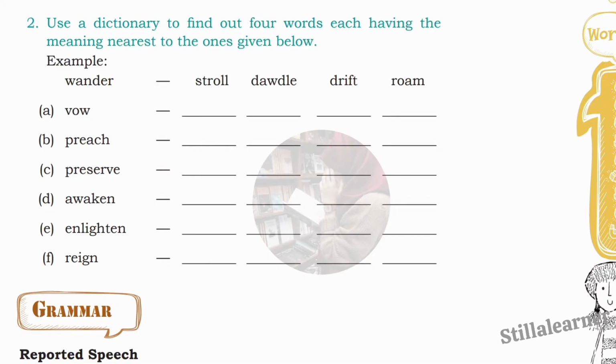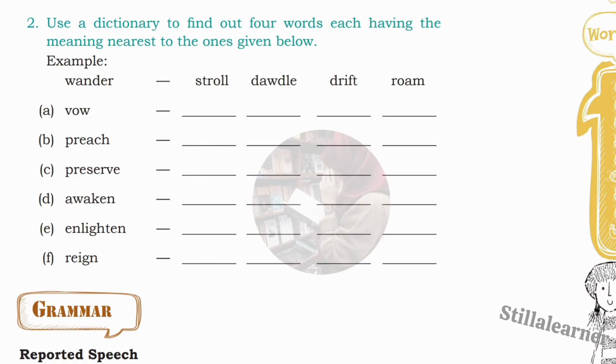Okay, now we'll move to the second Roman of this vocabulary part, which is use a dictionary to find out four other words, each having the meaning nearest to the one given below. Okay, here some words are given. Now what we have to do? We have to write down the synonyms of these words. Synonyms is nothing but we have to write down the similar meaning of the given word. Here one example is given. Let's see that first, which is wander. Its synonyms are stroll, dawdle, drift, roam.